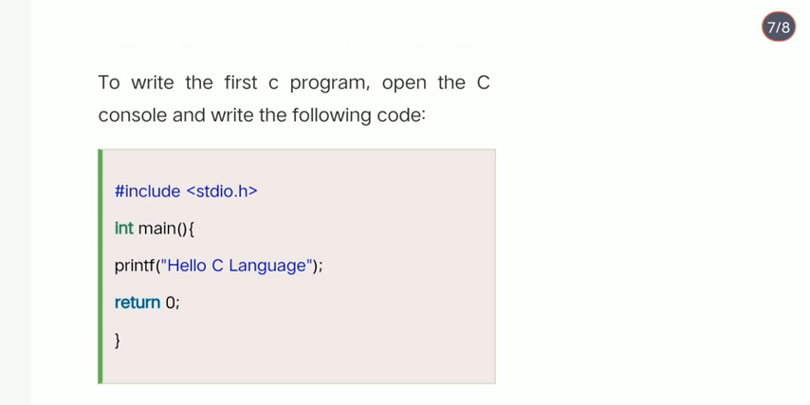On your screen it is given that to write the first C program, open the C console and write the following code. Or if you are using any app or any system, you will have to go where you write the code, and there you have to write all these things which are written on the screen, like hashtag include stdio.h, int main, printf, hello. Whatever you want, you can write inside the parentheses, and then a semicolon, and then return 0. If you don't write return 0, it is not necessary, and then the curly bracket.